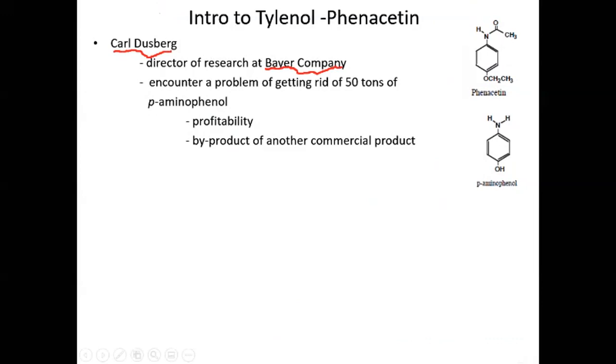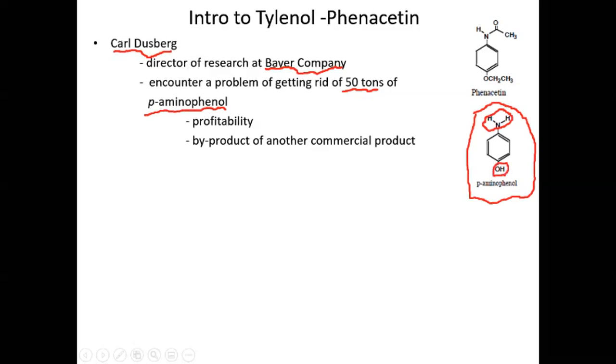He had 50 tons of, what's called, for some reason I can't draw straight today, I don't know why, para-aminophenol. So para-aminophenol looks something like this right here. It's what we call an aromatic amine because it has an amine group attached to a benzene ring, and it's a phenol. It has a phenol group as well.